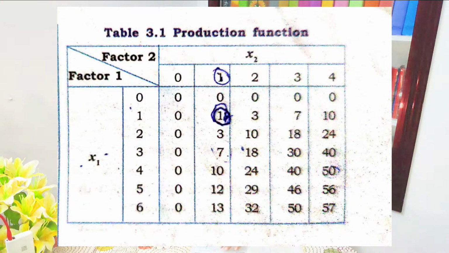As we go towards the right, the quantity of factor 2 increases from 0 to 4. As we go down, the quantity of factor 1 increases from 0 to 6.